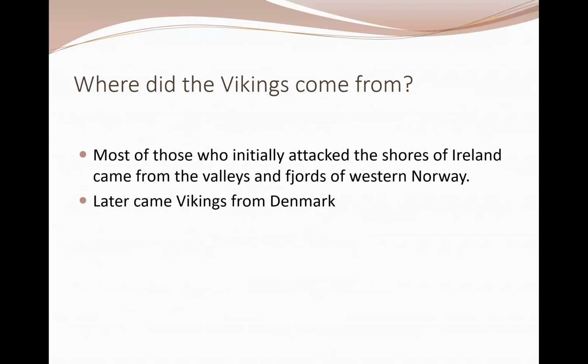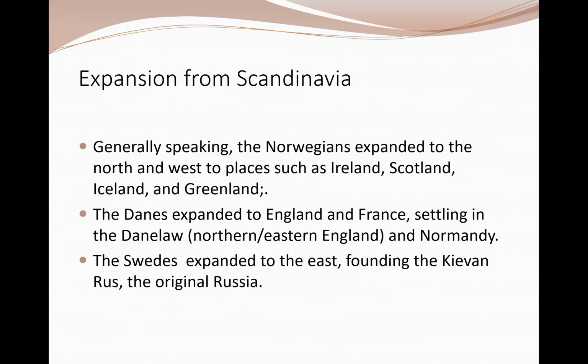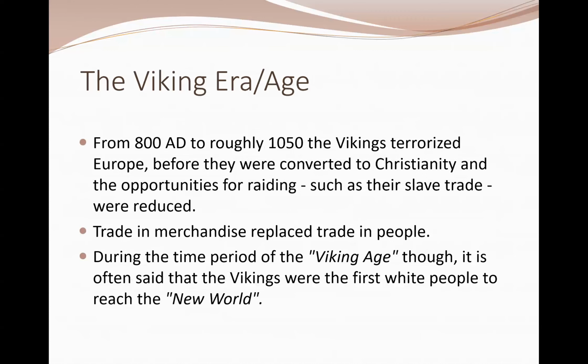So where did they come from? Well, most of those who initially attacked the shores of Ireland came from the valleys and fjords of western Norway, and then later they came from Denmark. A little bit about the expansion of Scandinavia. Generally speaking, the Norwegians expanded to the north and west to places such as Ireland, Scotland, Iceland, and Greenland. The Danes expanded to England and France, settling in the Danelaw, which was a part of England, the northern and eastern England, and then Normandy. The Swedes expanded to the east, founding the Kievan Rus, which was the original Russia.